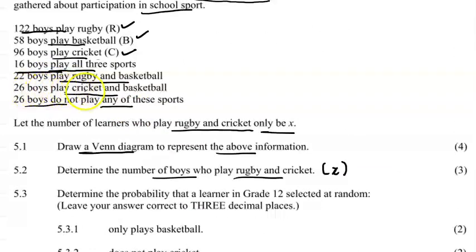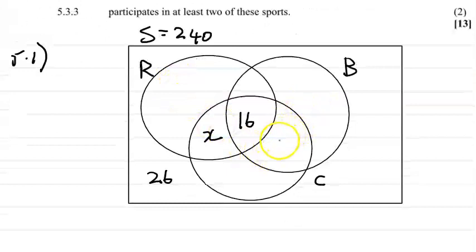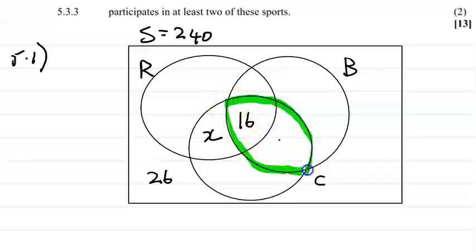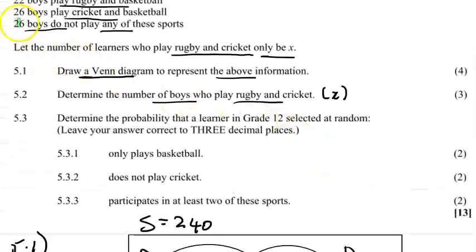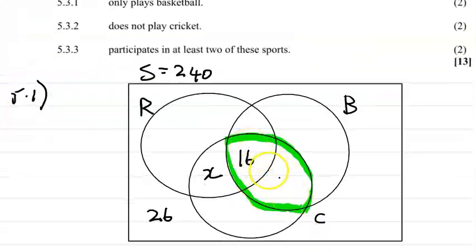And it says here 26 boys play cricket and basketball. So there's cricket and basketball here. Now remember that cricket and basketball is basically here. So this whole portion of the Venn diagram is going to be cricket and basketball. Now they tell us that 26 boys play cricket and basketball. Okay, so therefore it's going to be 10 plus that 16 is going to give us 26.